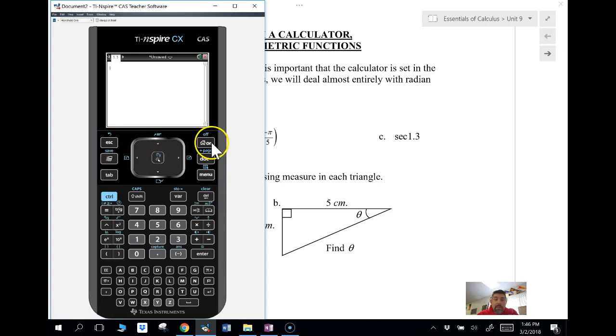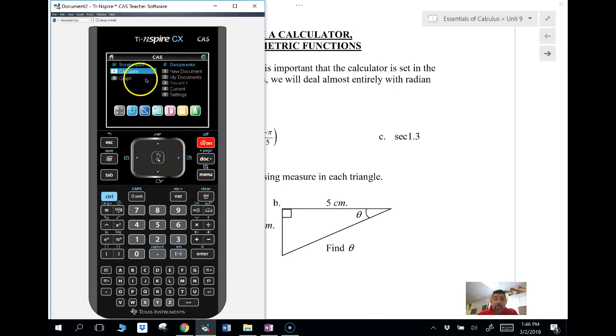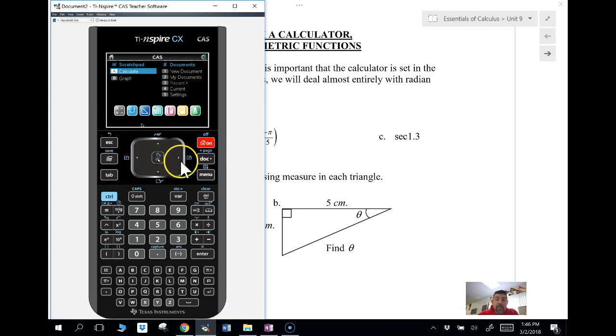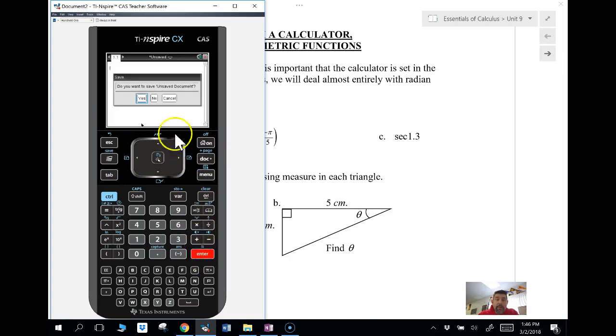Oh, by the way, I like to start a new document. But if you want to use the scratchpad, I'm going to show you how to do this in the scratchpad. So in the scratchpad, you're going to hit doc, settings and status, document settings, and you're going to change angle. If it says degree, you're going to change it into radian and hit make default, and you're good to go in your scratchpad.